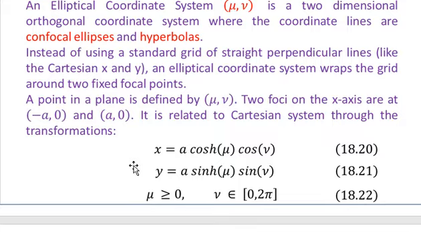It is related to the Cartesian coordinate system through the transformations. Equation number 20, 21 presents the transformation between the Cartesian coordinate system and the elliptical coordinate system. So x is equal to a times cosh of mu multiplied by cos of nu, and y is equal to a sinh of mu multiplied by sin of nu, where mu is greater than or equal to 0 and nu lies in the range from 0 to 2 pi.